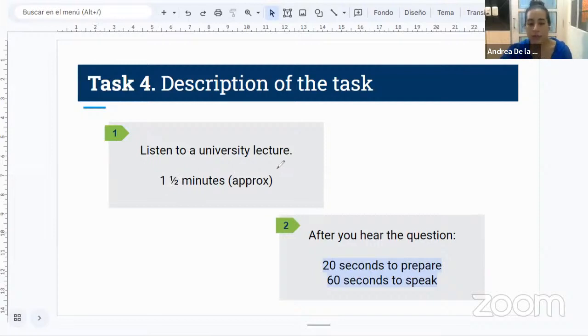So you'll have to listen to it. You are allowed to take notes while you're listening. And then you will have a question that is basically going to ask you to summarize what you heard in the lecture. And you will get 20 seconds to prepare your response. So you will have 20 seconds to look at your notes, to think about what you're going to say, to organize your ideas and your thoughts, to practice maybe. And after those 20 seconds are over, you will get 60 seconds or 1 minute to answer the question. That is to speak. Okay? That's the format. Is this clear? Do you guys have any questions about the format of the task? Nice.